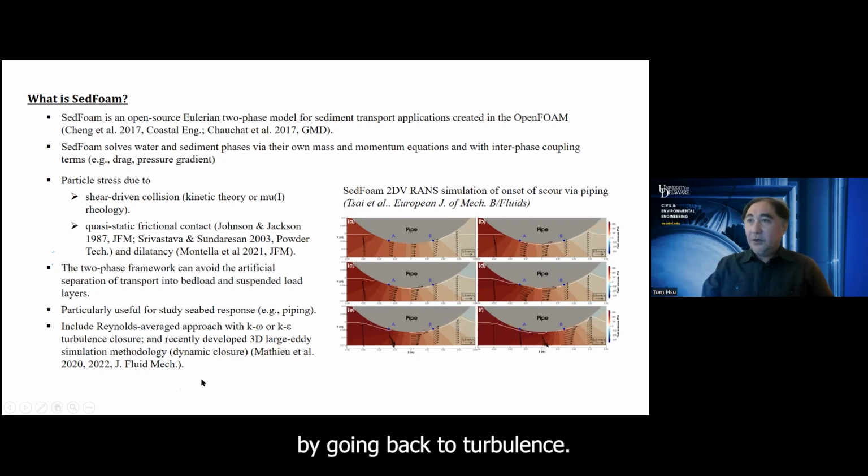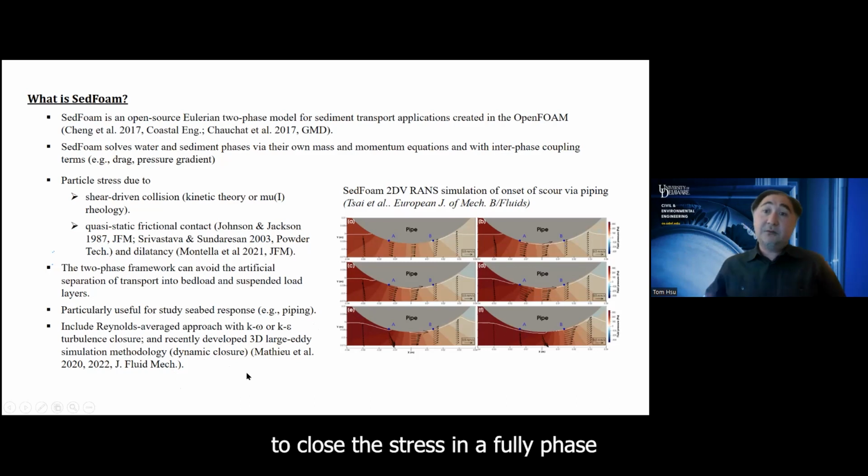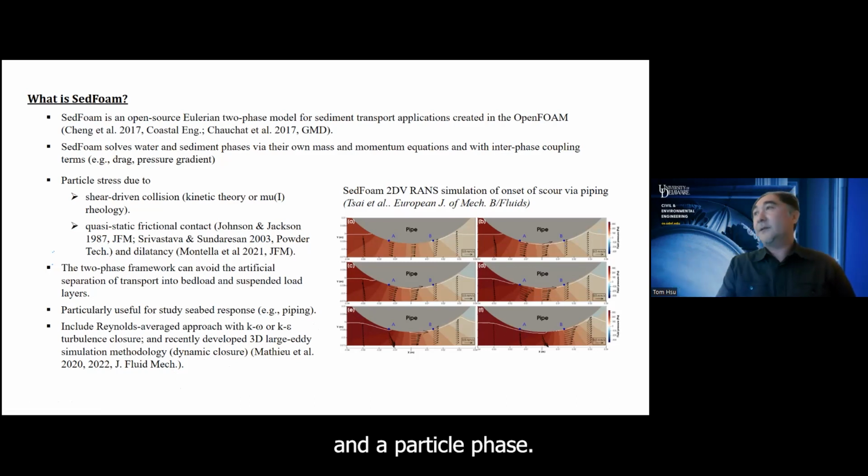But going back to turbulence, as I mentioned, in the early part of our studies, since about a few years ago, this model was only based on the Reynolds-averaged approach. So we have k-epsilon and k-omega closures, but more recently, we are able to develop this model into 3D large eddy simulation with a dynamic procedure to close the stress in the fluid phase and the particle phase.